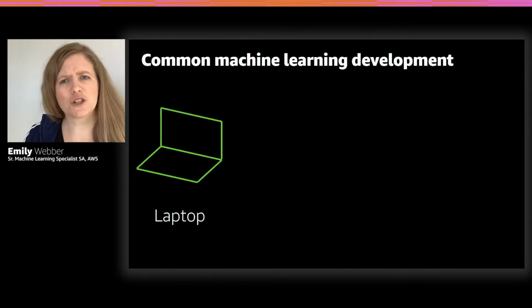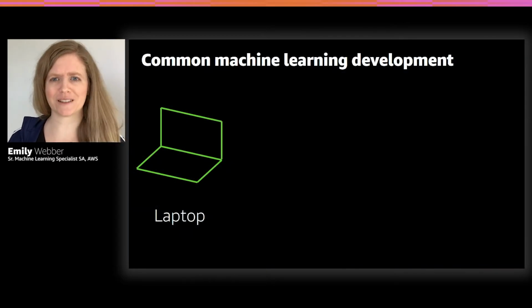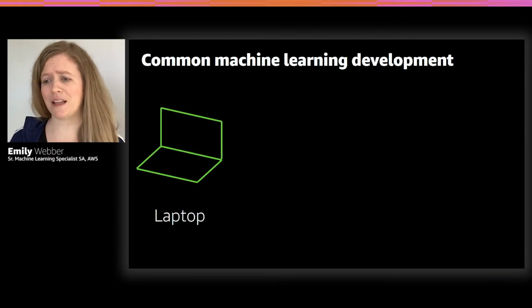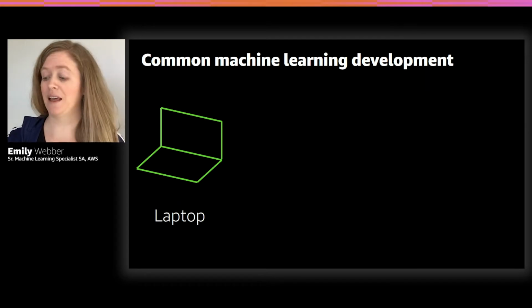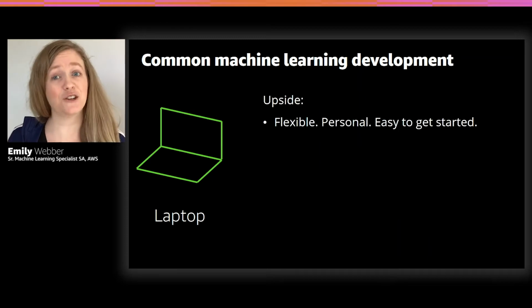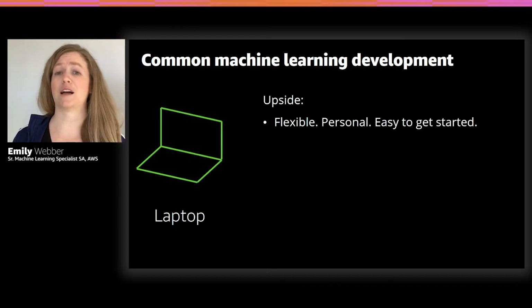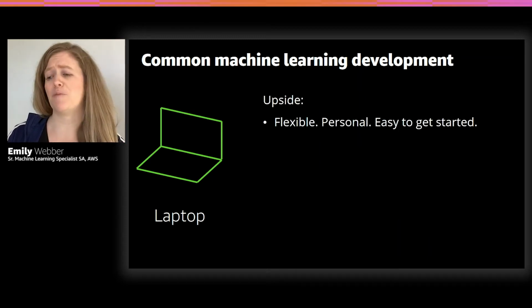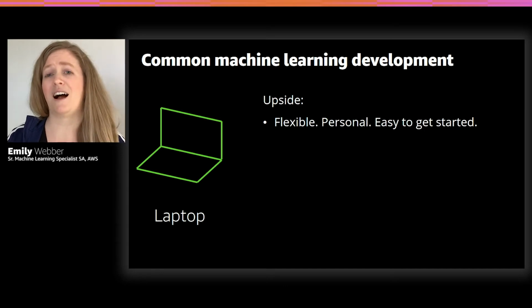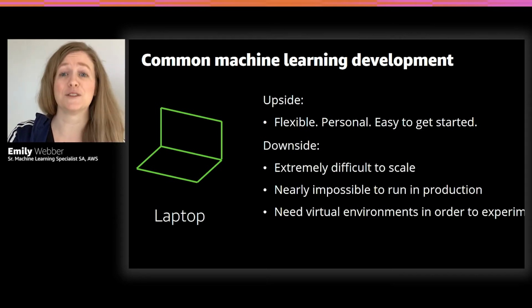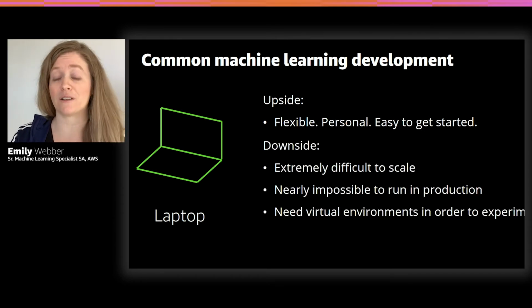So now let's actually compare this with some ways that machine learning is commonly developed, right? And so the most common place that machine learning is developed today is actually a laptop. And there are some upsides to developing on our laptops. Right, laptops are super flexible, they're very personal, and it's so easy to get started, right? However, there are some downsides to literally doing our development on our laptops.